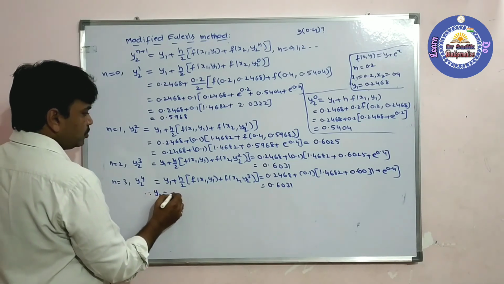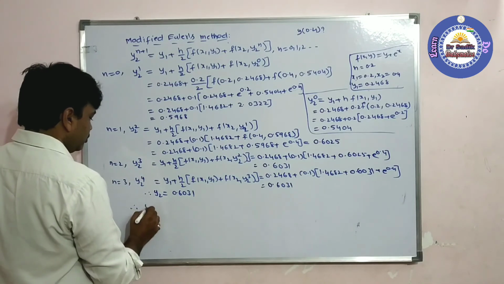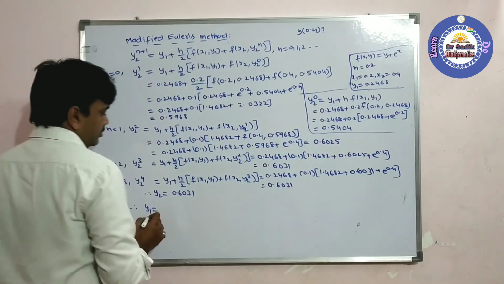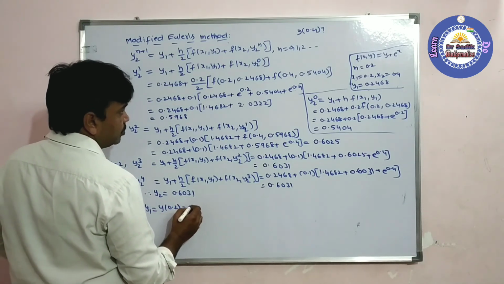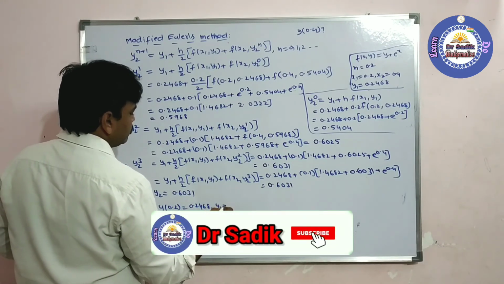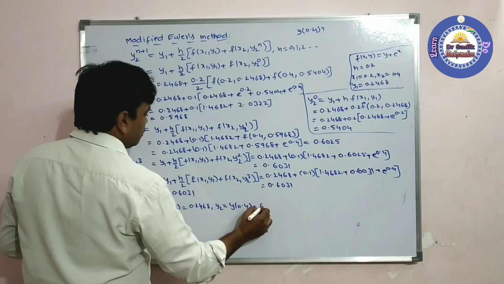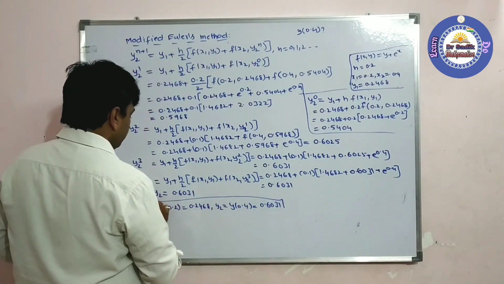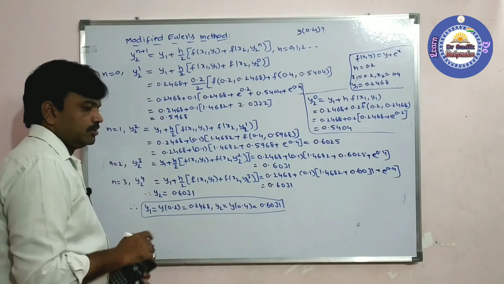Therefore y2 is equal to 0.6031. Therefore, what is the y1 value? y1 means y at 0.2, that is equal to 0.2468. Now y2 means y at 0.4, that is equal to 0.6031. This is the solution of the given problem.